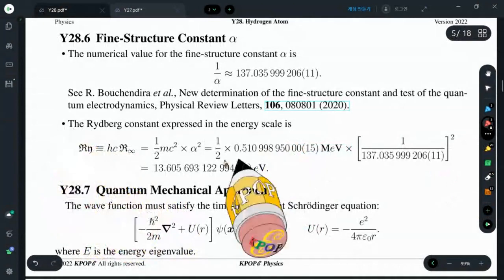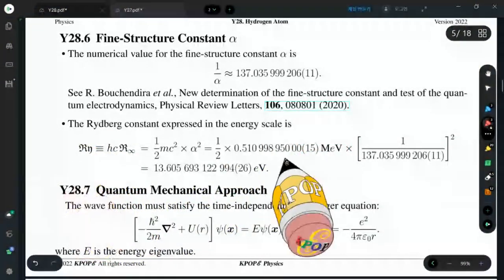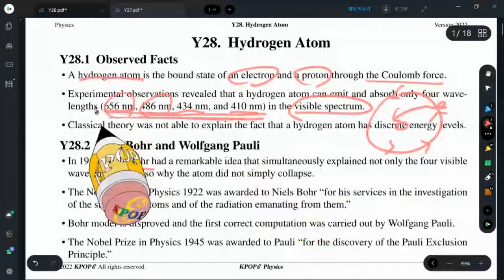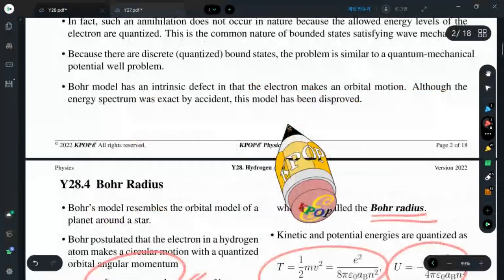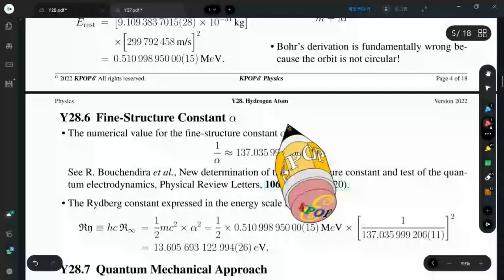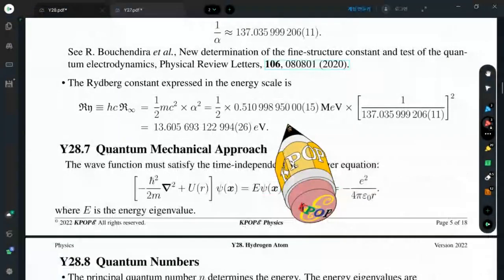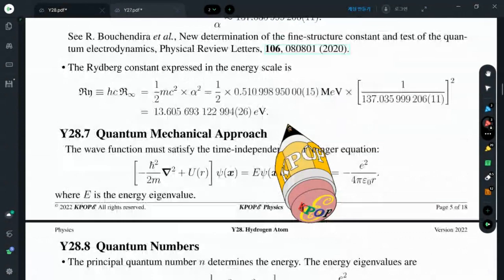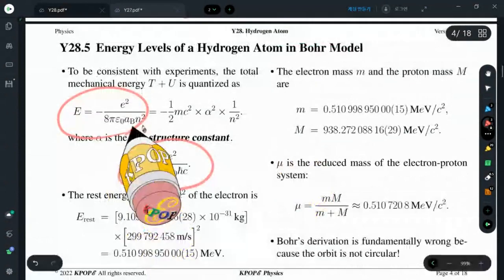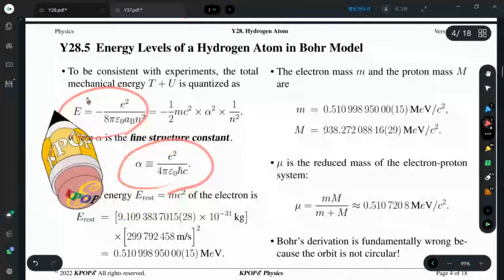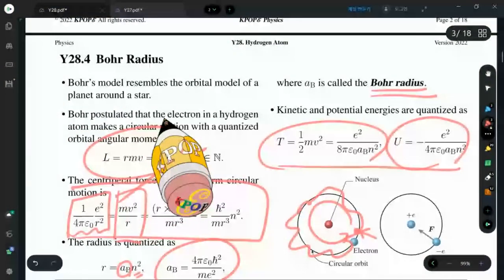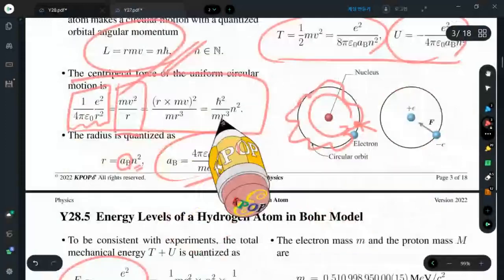The Rydberg constant is closely related to the wavelengths of the hydrogen atom radiation. By the way, this agrees remarkably well with the experiments. It is not quantum mechanics. It is just a toy model.